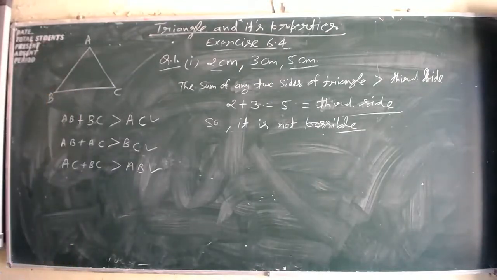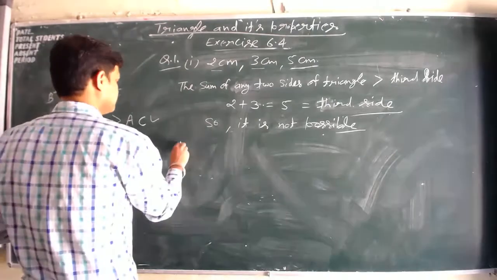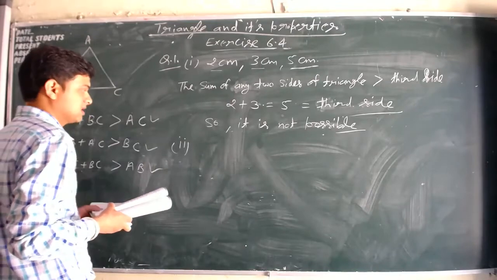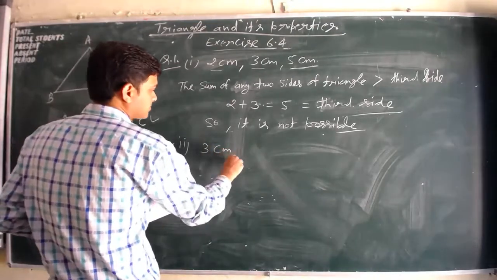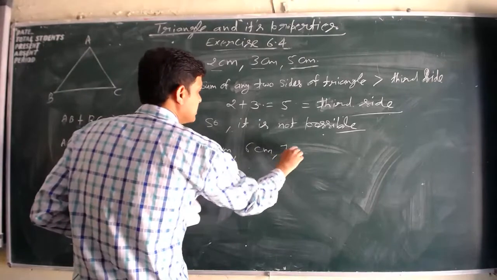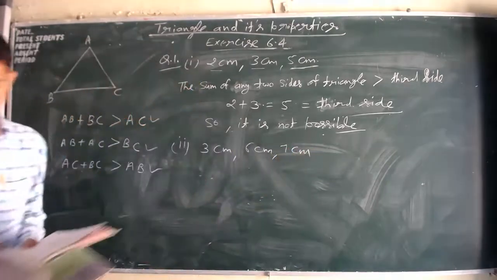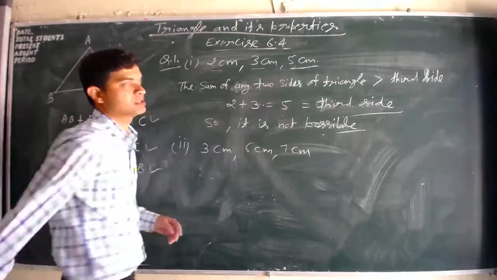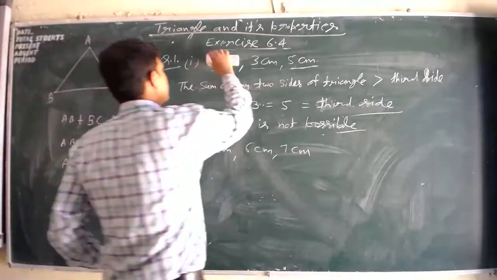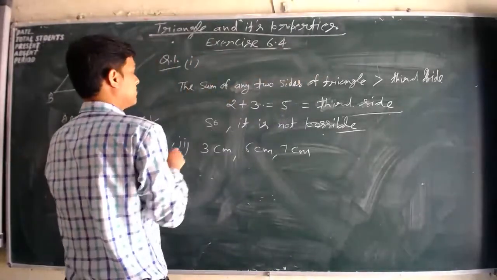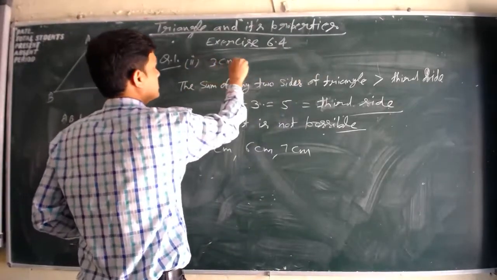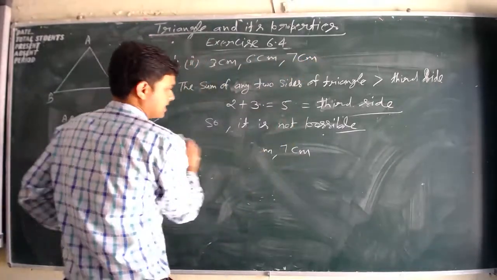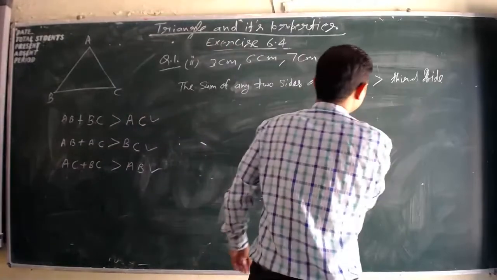Okay, next one, second part of this question. Second part is 3 centimeters, 6 centimeters and 7 centimeters. Now we have to take, okay, the sum of any two sides should be greater than the third side. Second part: 3 centimeter, 6 centimeter and 7 centimeter. Okay, the sum of any two sides should be greater than the third side.